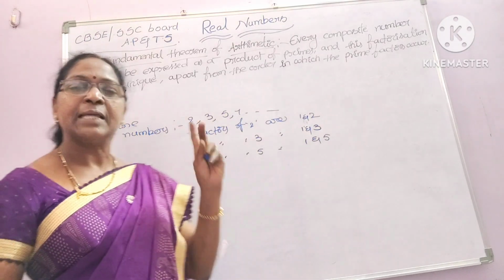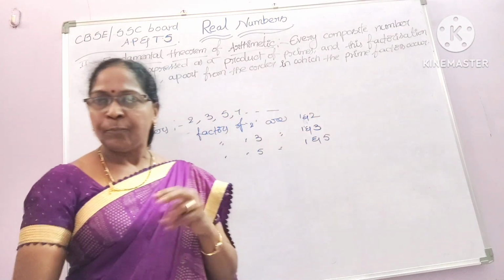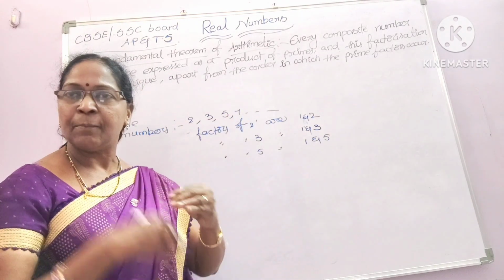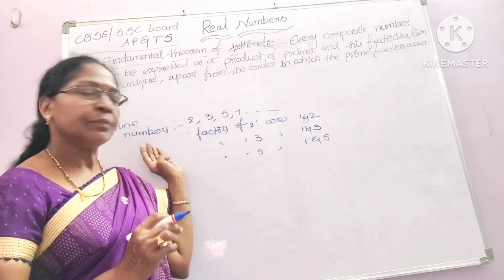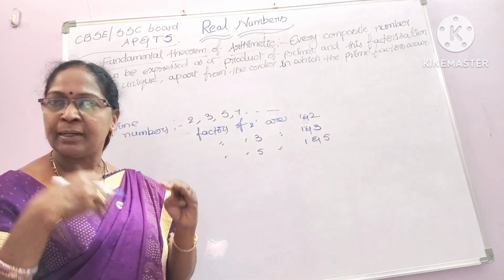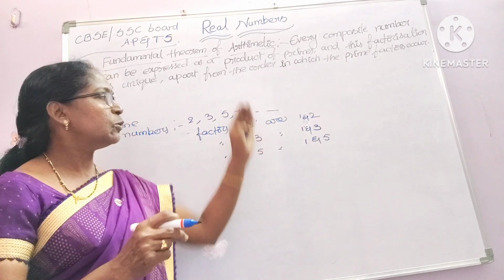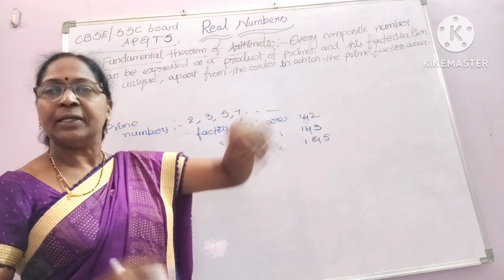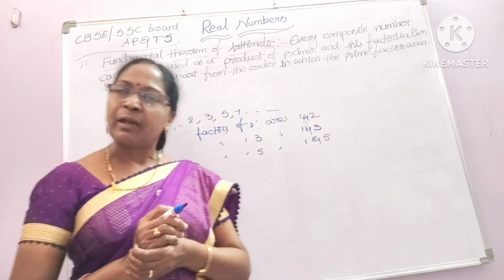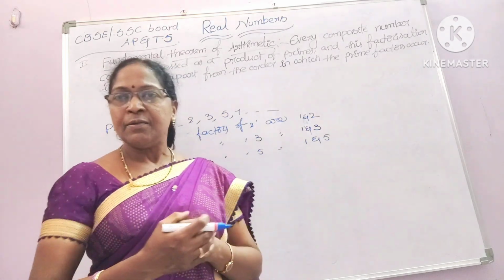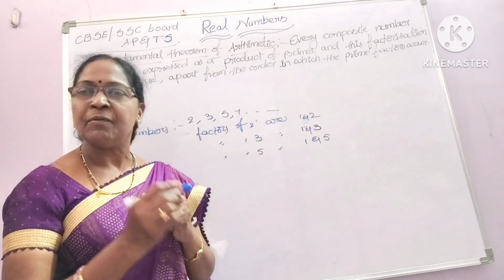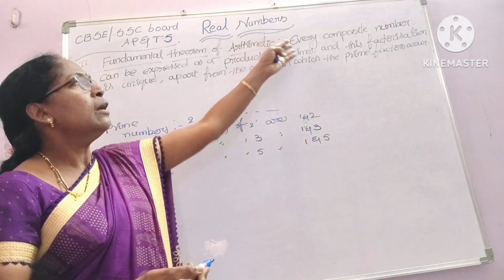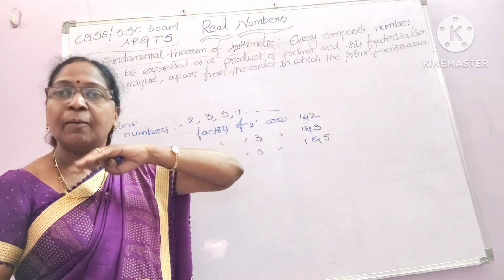So prime numbers have only 2 factors. Those 2 factors are 1 and the number itself. Those numbers we call prime numbers. Every composite number, what are composite numbers? Composite numbers are the numbers which have more than 2 factors. Those numbers we call composite numbers.